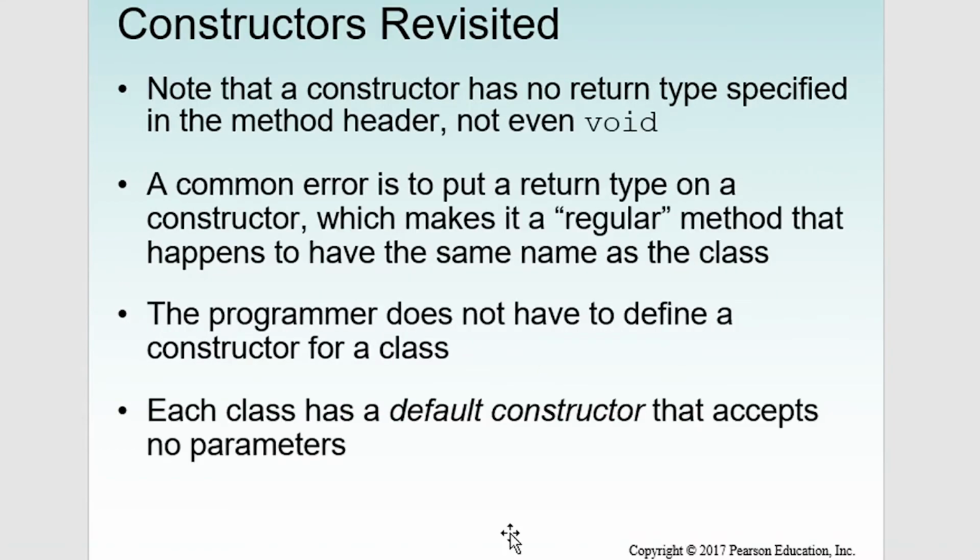Constructors Revisited. Note that a constructor has no return type specified in the method header, not even void. A common error is to put a return type on a constructor, which makes it a regular method that happens to have the same name as the class. The programmer does not have to define a constructor for a class. Each class has a default constructor that accepts no parameters.